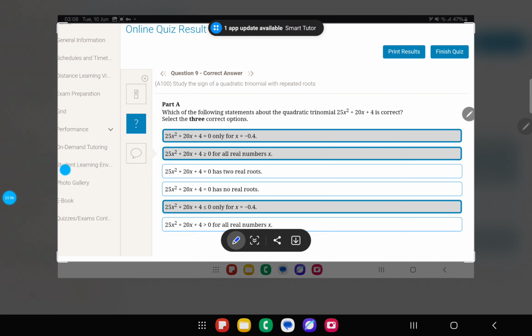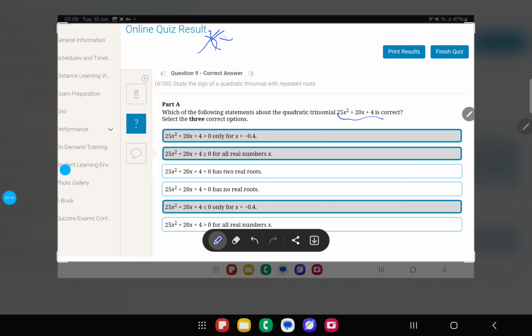So like I said, let's start from the beginning. Okay, we did mod 5, 3 of this, right? We got only one root, x equals negative 0.4. Clear? Now, the first one's correct. They're saying only for x equals negative 0.4. It's equal to 0 only for x equals negative 0.4. So that's correct. It's basically saying that's the root.